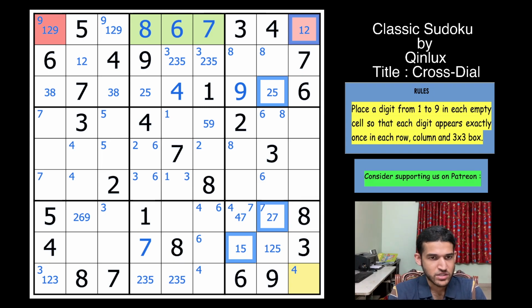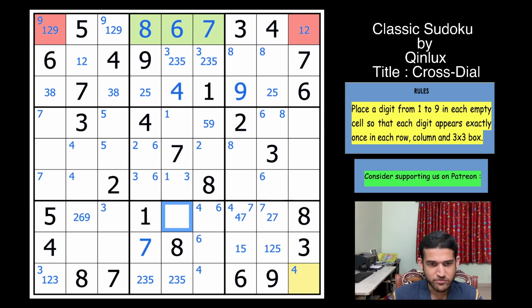Although I'm not certain, let's keep looking. We got a really cute triplet that should help us. Okay, look at this cell, row 7, column 5. It can't be 1, 7, 8, and it cannot be 4, 5, 6. So this is 2, 3, and 9.